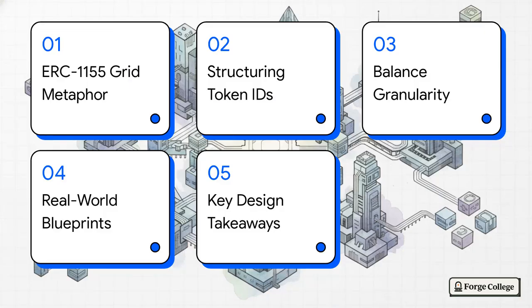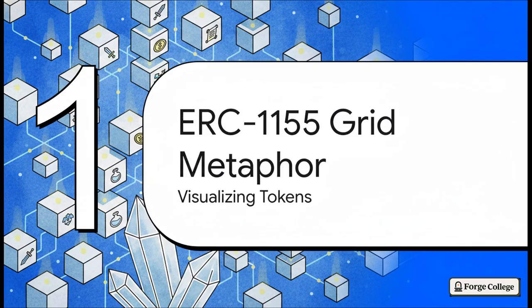Here is our blueprint for this explainer. 1. The ERC-1155 grid metaphor. 2. Structuring your token IDs. 3. Deciding balance granularity. 4. Real-world token blueprints. And 5. Key design takeaways. All right, let's jump straight into section 1, the ERC-1155 grid metaphor.